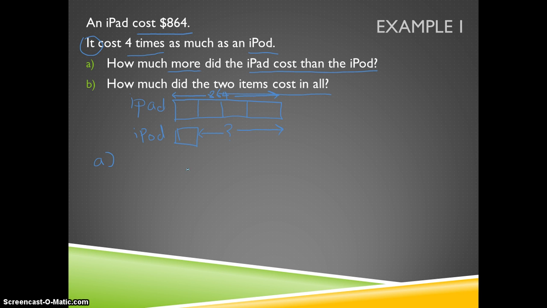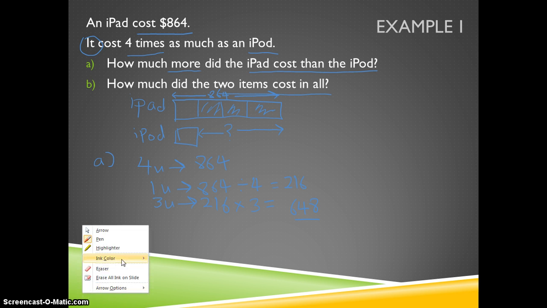So what we know is that the number of equal units that represent the unknown is 3 units. We know that 4 units represents 864. So 1 unit will be 864 divided by 4, and that will be 216. What I'm looking for is how much more, so this is the part that is more. This will be 3 units, and 216 times 3 will give me 648. So that's for part A.